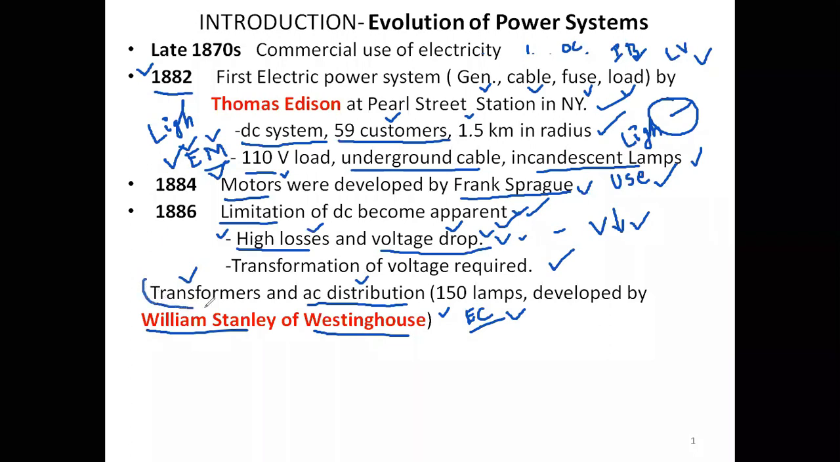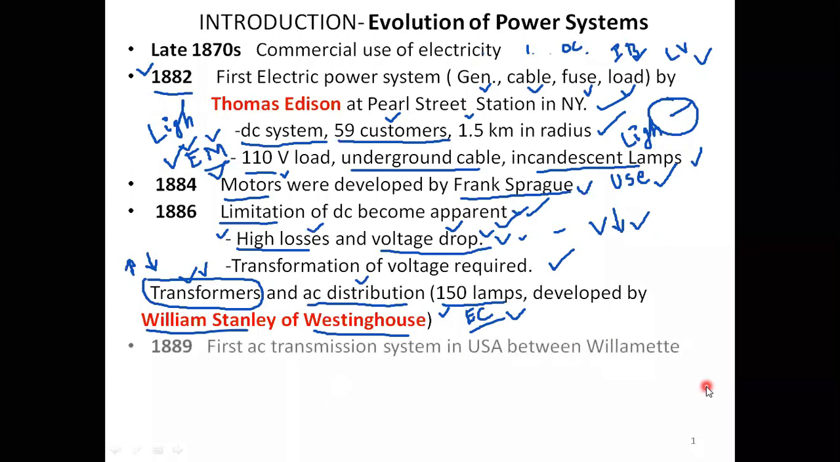After developing these transformers, there was a scope to change the voltage level. You can increase the voltage level and you can decrease the voltage level. That was possible. Transformation of the voltage requirement can be done by using these transformers, and AC distribution systems were also developed. It consisted of 150 lamps at that time.